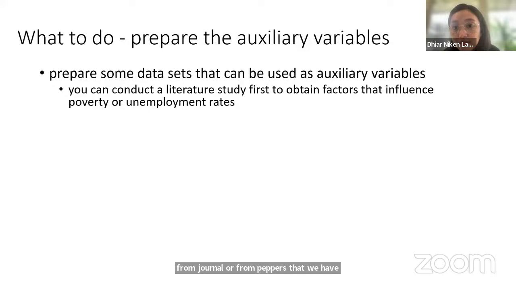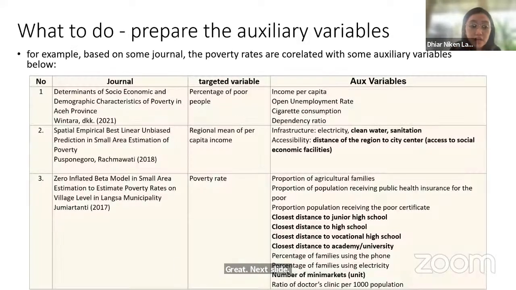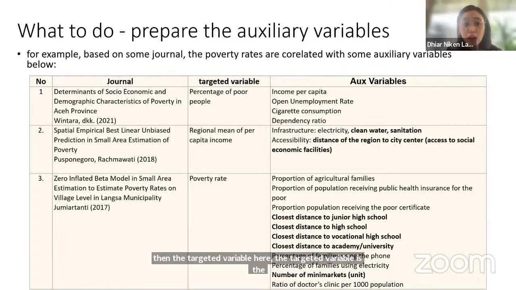Next slide. Yeah, this is an example of what we have done. After we conduct the literature study, we write down the candidates of the auxiliary variables based on the findings of the journals or papers that we have read. You can write down your literature study using this template. You just put the title of the journal or paper that you have read, then the targeted variable, which here is the poverty rate, and then the auxiliary variables for the poverty rate.